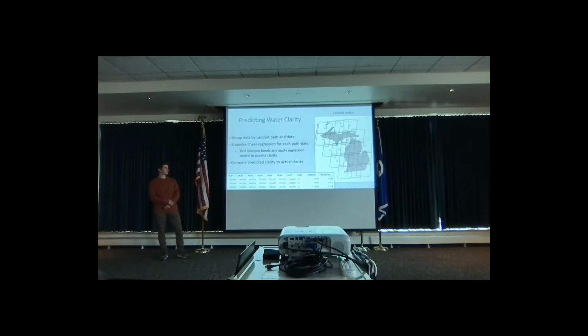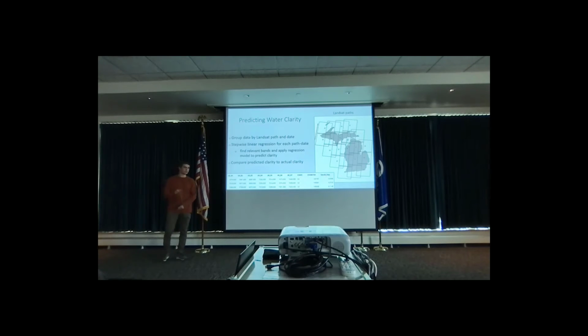So these were the Landsat paths that go across Michigan. These are paths 20 through 25, and they go vertically across. So creating groups, I now had one group that had each individual path on one specific day. And then I could apply stepwise linear regression to these, and this picked out which bands or band combinations were most important for predicting water clarity.